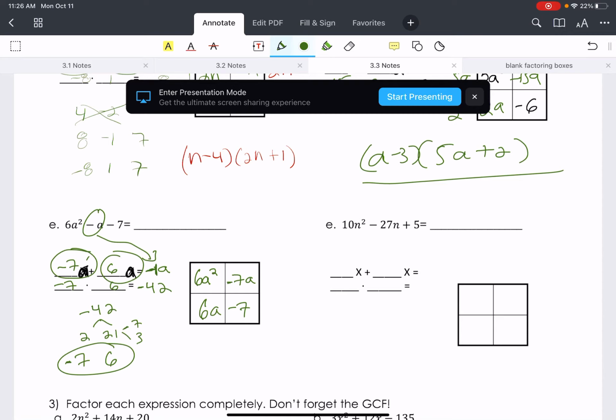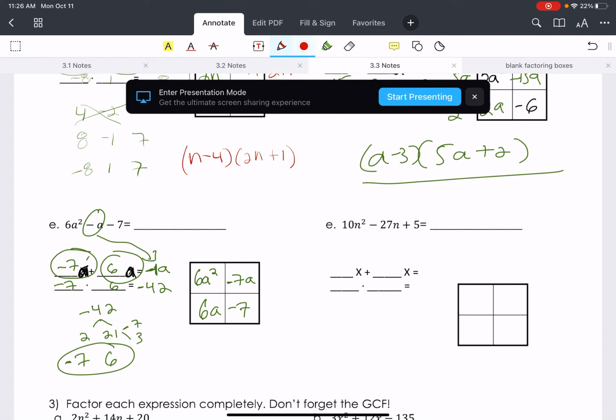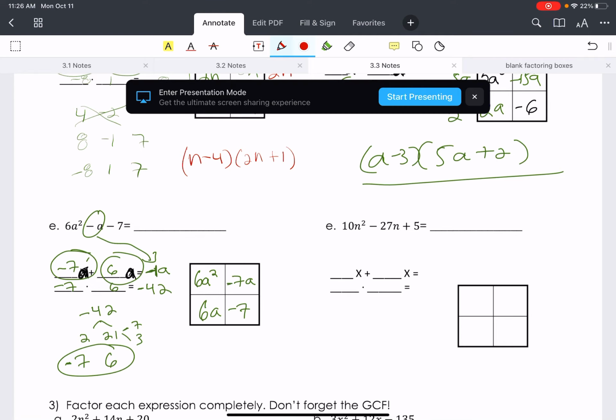Okay, now what? Am I done? I mean, I circled something. Doesn't that mean I circled my answer? I got a factor now. So, 6a and negative 7. A and 1. So then I put my parentheses together, okay?